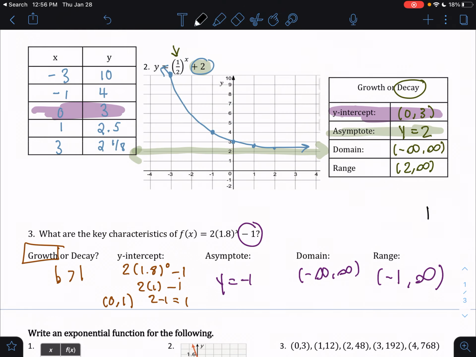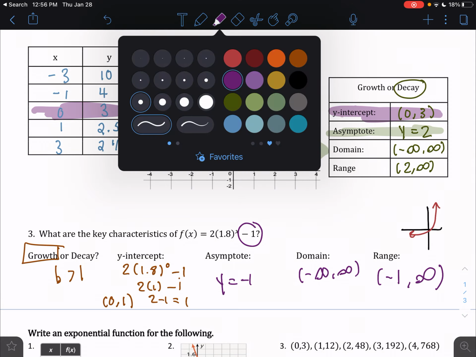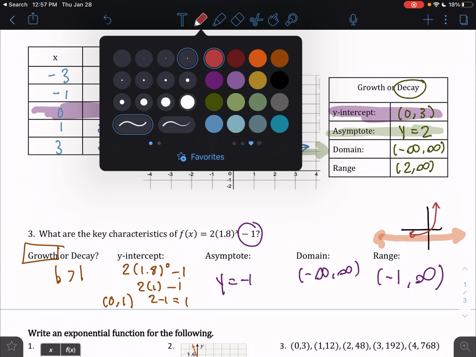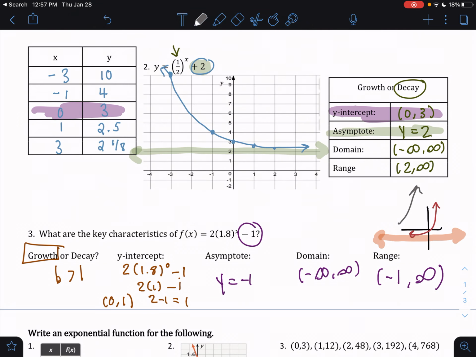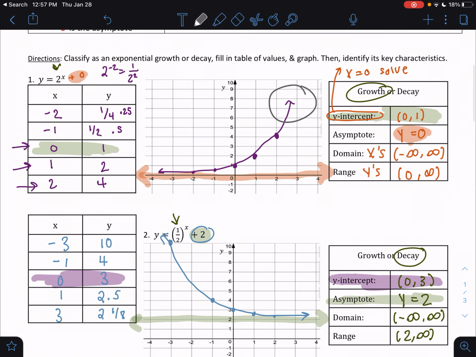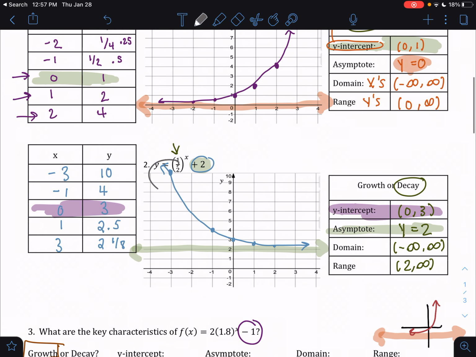Now if you want to see what this graph would look like, it would be something like this, where our asymptote is at the bottom here at -1. And we know it's growth because it's going up. It's going up to the right. Just like this one up here is going up to the right. This one is going up to the left.